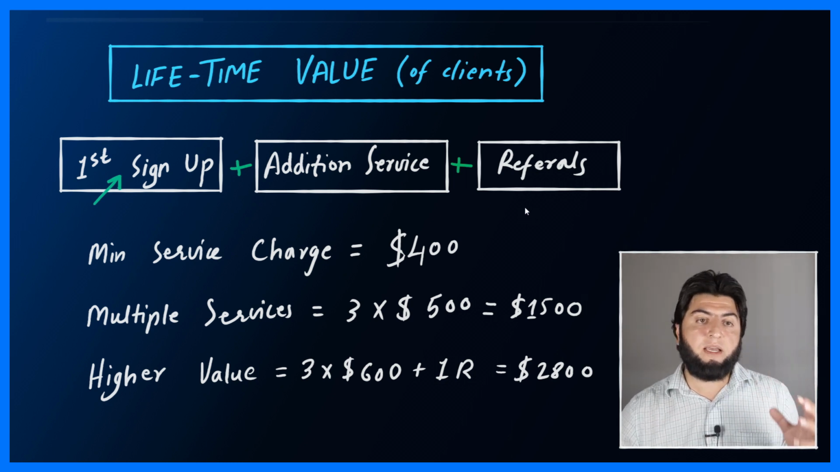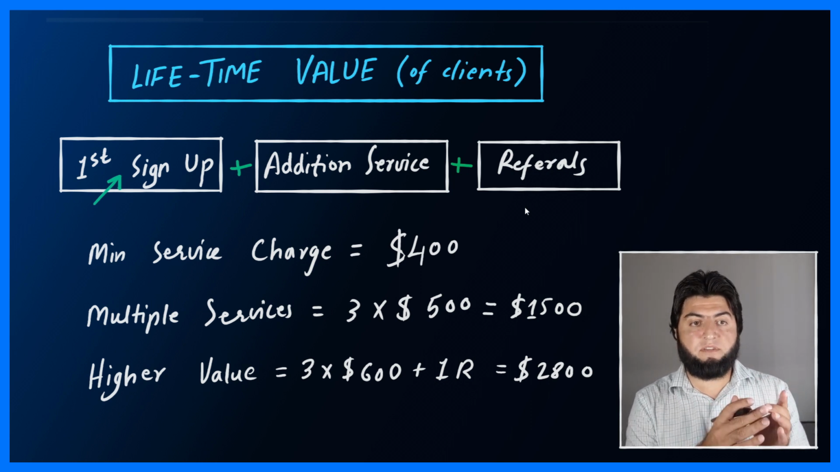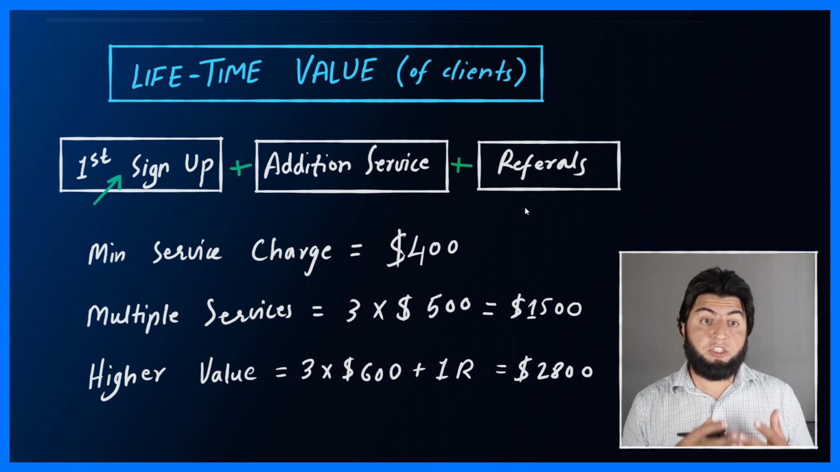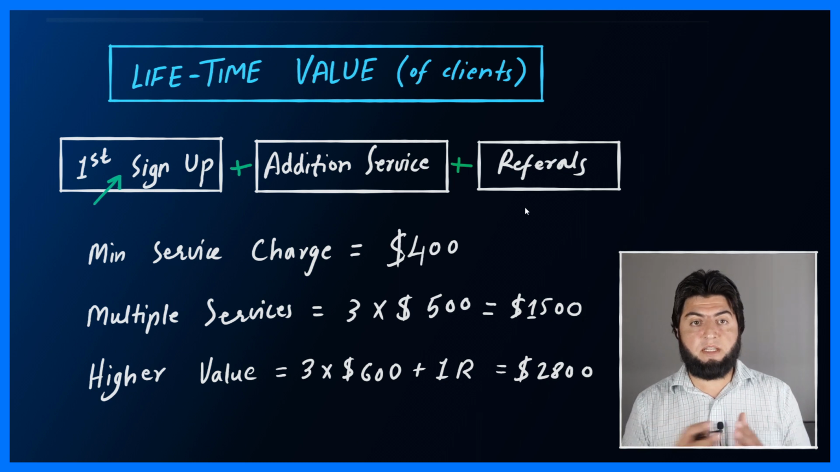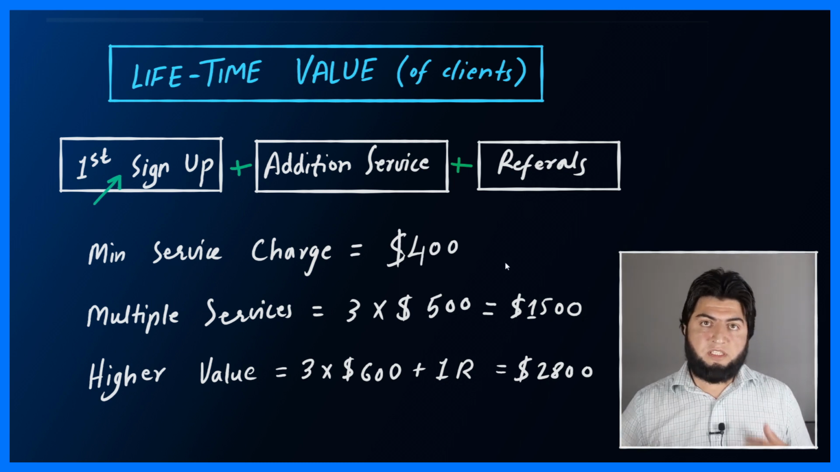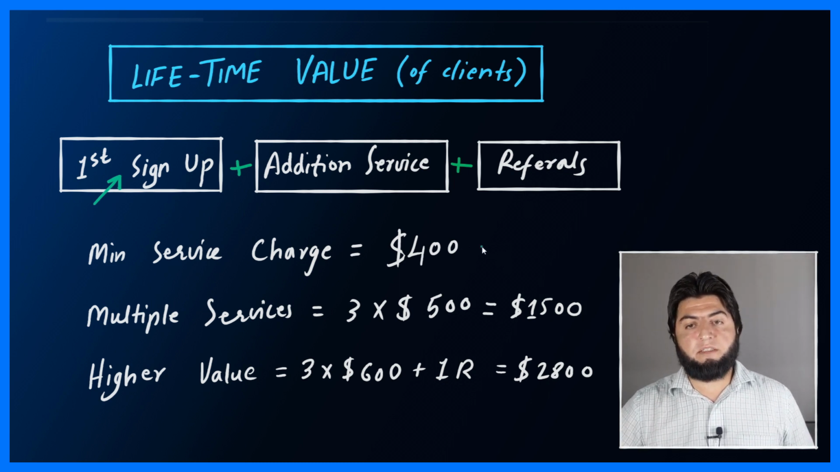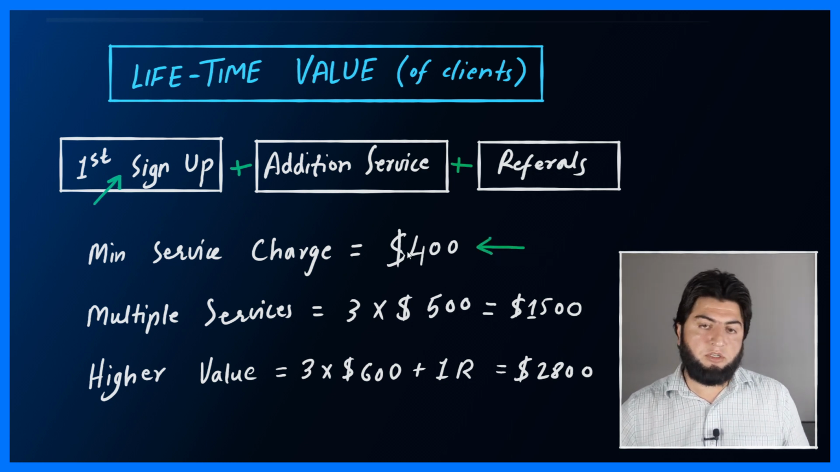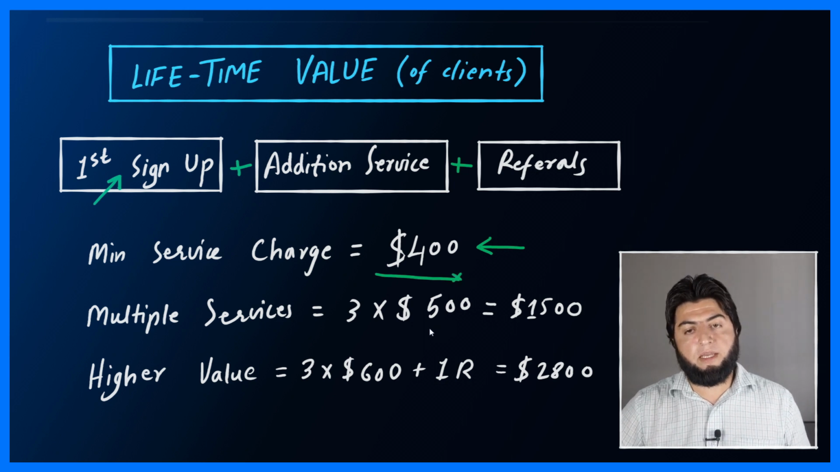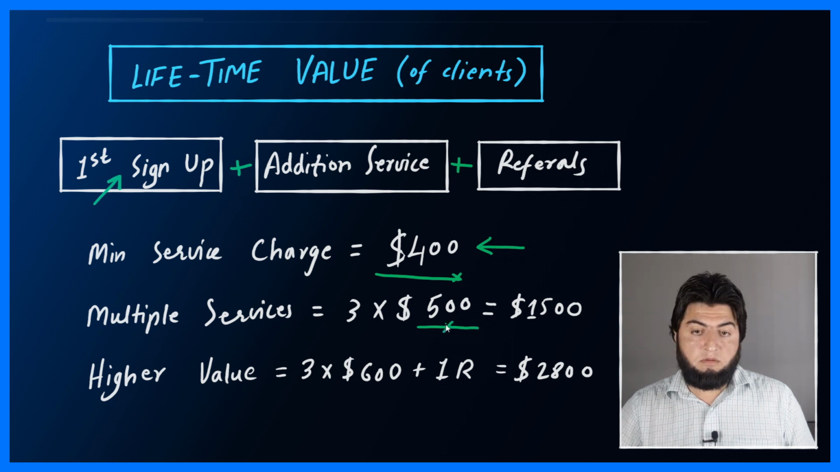So if a client pays you once, that's the lifetime value of that client, but if he or she pays you multiple times, then the lifetime value increases. For a simple example, if a client signs up for one of your services that cost $400, so that's the lifetime value of that client. If, for example, a client signs up for 3 of your $500 services, then that's $1,500.